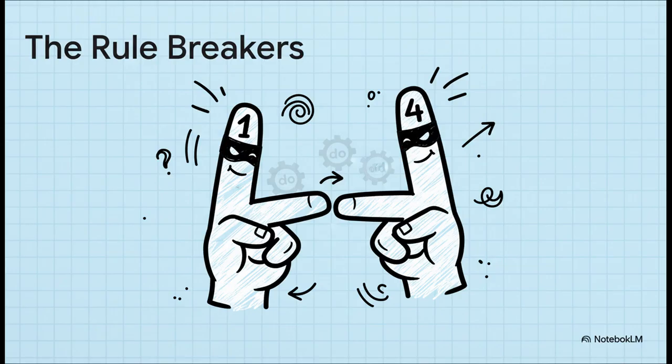So, let's meet our two little rule breakers. Finger number 1, the simple present, and finger number 4, the simple past. And their little quirk is actually pretty simple. In positive, affirmative sentences, they play hide-and-seek with their auxiliary verb. But don't worry, it's still there, just waiting to pop out.